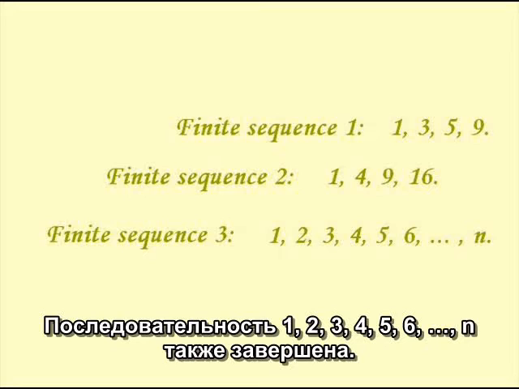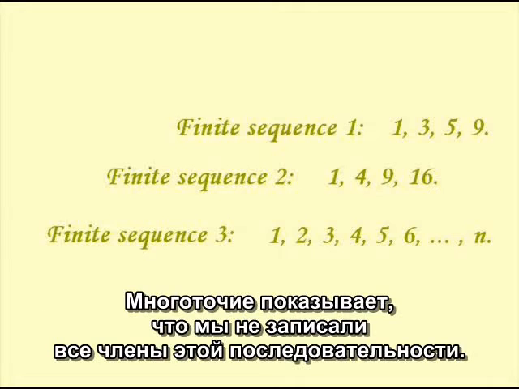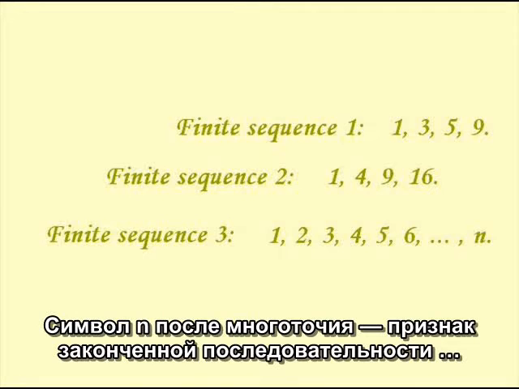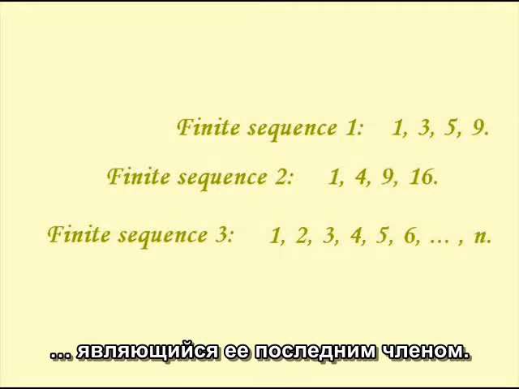And the numbers 1, 2, 3, 4, 5, 6, up to n are the numbers we use for counting, and we have included n of them. Here the dots indicate that we haven't written all the numbers down explicitly. The n after the dots tells us that this is a finite sequence, and that the last number is n.